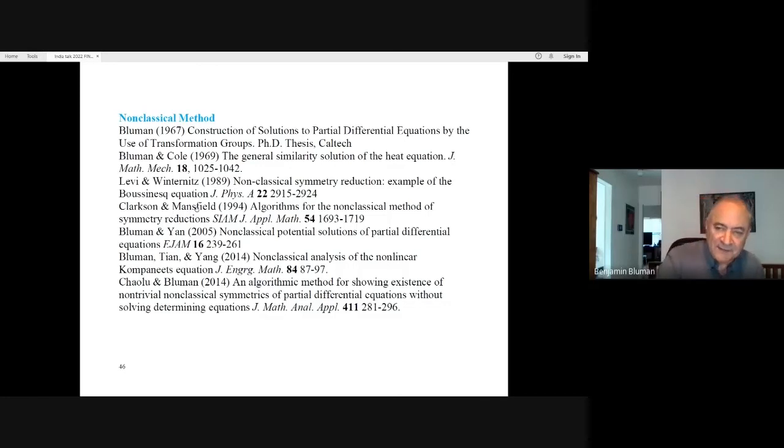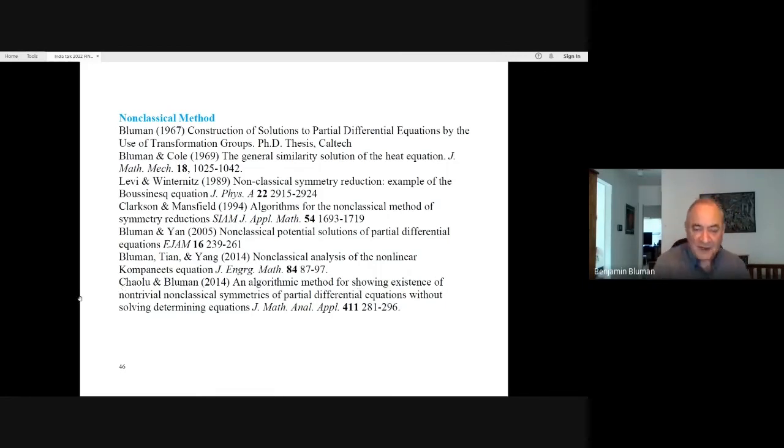Okay, then there's a very excellent paper which brought the work to prominence, the work of Levy and Winternitz in 1989. Then there's the nice paper of Peter Clarkson and Elizabeth Mansfield, 1994. The idea of non-classical ones appeared in a paper with Zhenya Yan in 2005. If you want a very interesting paper showing how beautiful the non-classical method is for nonlinear equations, the example of the nonlinear Kompaneets equation will be a paper appearing in the Journal of Engineering Math, and it gives you lots of physically interesting solutions to the equation.